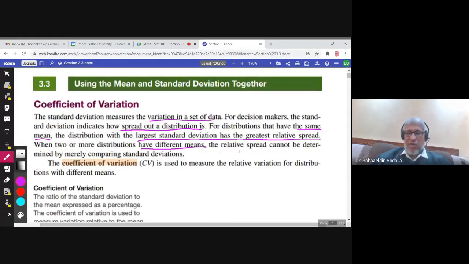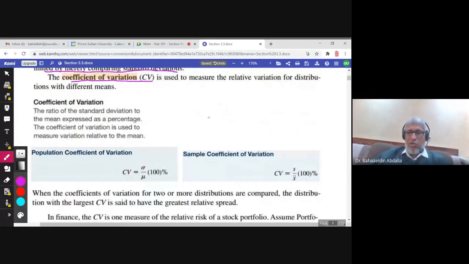In that case, we cannot use the standard deviation to compare the spread of the two distributions. To compare the spread of the distributions if the means are different, we use the coefficient of variation. So the relative spread cannot be determined by just comparing standard deviations if the means are different. You have to use the coefficient of variation. So when or why do we use it? We use it to measure the relative variation for distributions with different means.